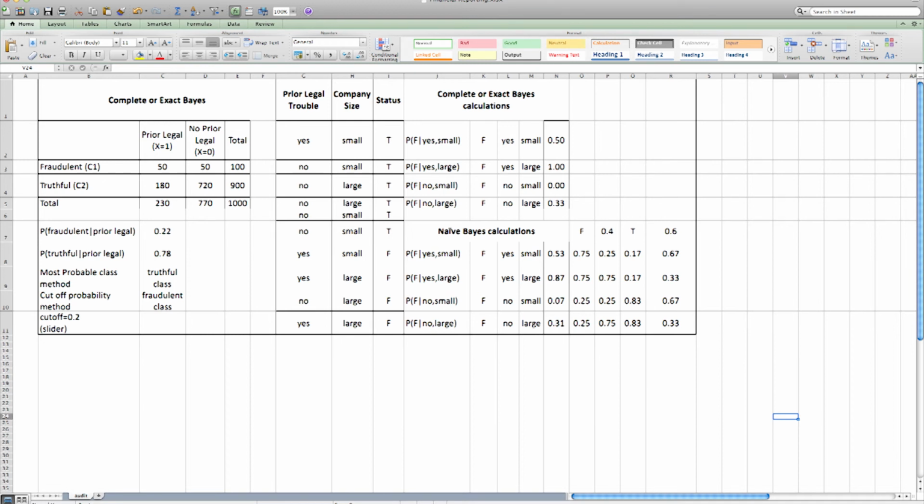In the typical regular case, we would like to minimize the overall error. So, there we would just go with the majority rule or the most prevalent class. In that case, as you can see, the observation would be identified as the truthful class.